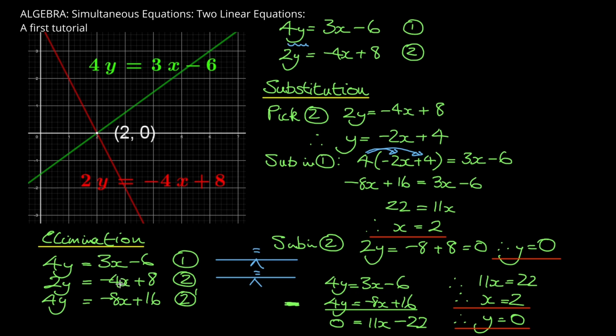Just looking at it again, yes, we could have multiplied this one by 4, bringing this up to 12x, and this one by 3, bringing this up to negative 12x. And then we could have added and eliminated x. It's totally up to you. You've just got to spot the easiest way of doing it in an exam situation.